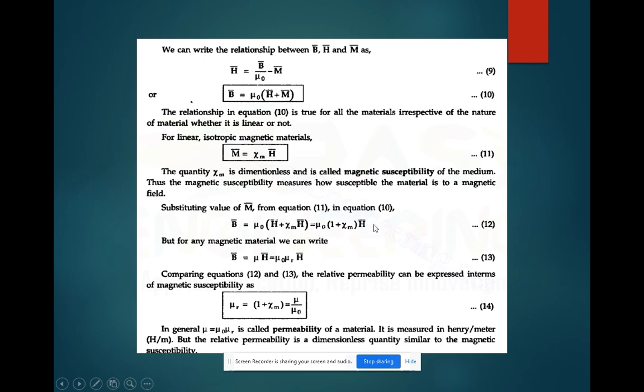Now we compare these two, the 12th and 13th equations. On comparing, you can write mu r as 1 plus chi m, since mu naught mu r H equals mu naught into (1 plus chi m) H. So mu r equal to 1 plus chi m is nothing but mu by mu naught, because mu equal to mu naught into mu r. Keeping mu r on one side, it is mu by mu naught, so mu by mu naught gives 1 plus chi m. Mu is the permeability of the material, which is measured in unit Henry per meter.